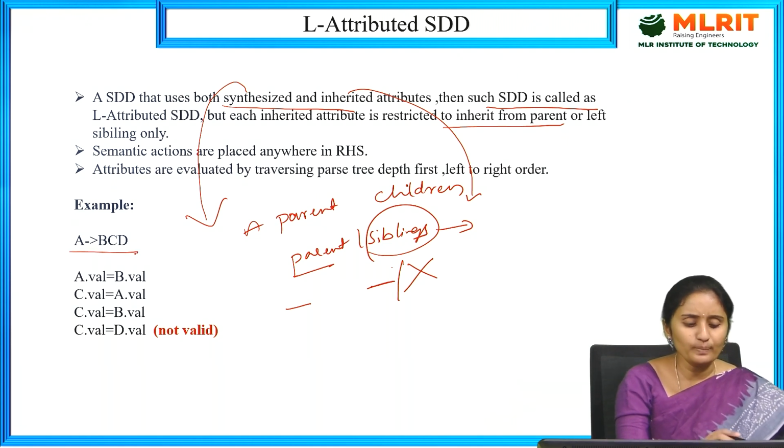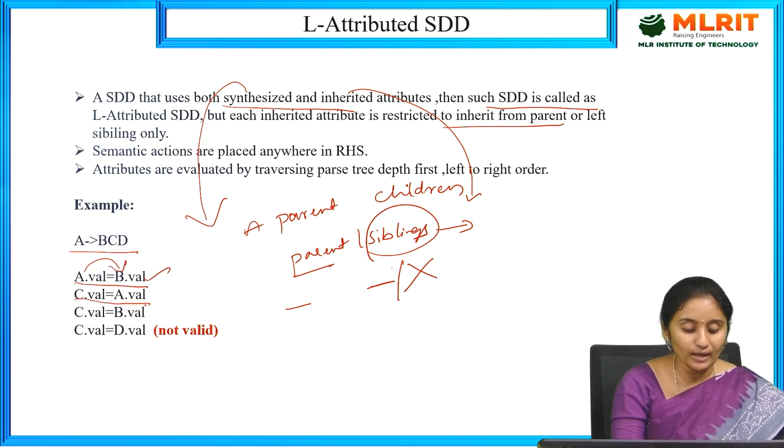A produces BCD, this is one production. A.val equal to B.val. A is the parent node, taking a value from its child node. Yes, it is valid. C.val is equal to A.val. It is also valid because the child node is taking the value from its parent node. The first one we can call a synthesized attribute, and we can also call it an inherited attribute. Both are satisfied. Coming to here, it is satisfied by only inherited attribute.